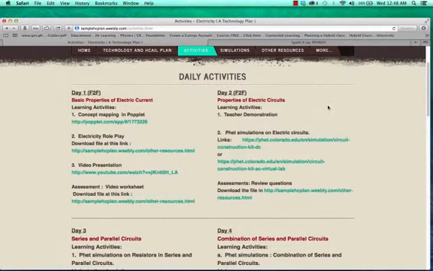Day 2, another face-to-face session. The main topic is on the properties of electric circuit. Teacher will do a demonstration, and afterwards students will load PhET simulations on electric circuits. A series of review questions are available on this site for the assessment.